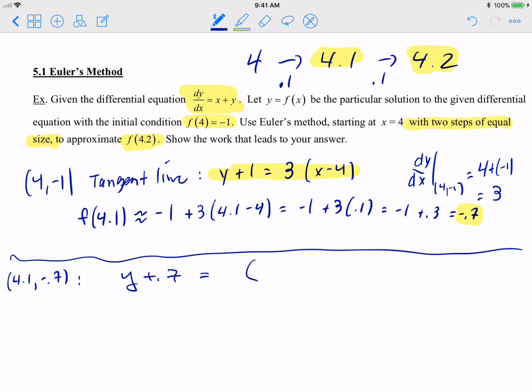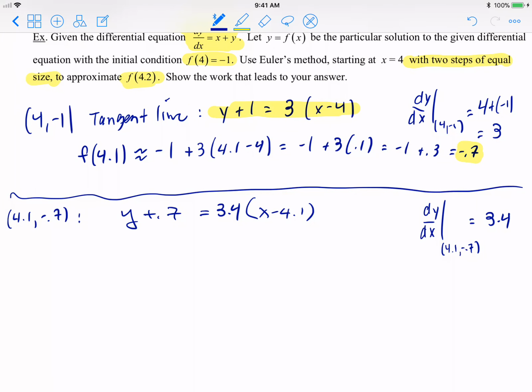Well, we don't know what the slope is right now, but we can calculate that here in a second, and then times x minus 4.1. Okay, over here on the side, I'm going to calculate what the slope needs to be. So the dy/dx evaluated at (4.1, -0.7), well, again, dy/dx was just x plus y, so 4.1 plus negative 0.7 is 3.4, and so this is going to be 3.4.